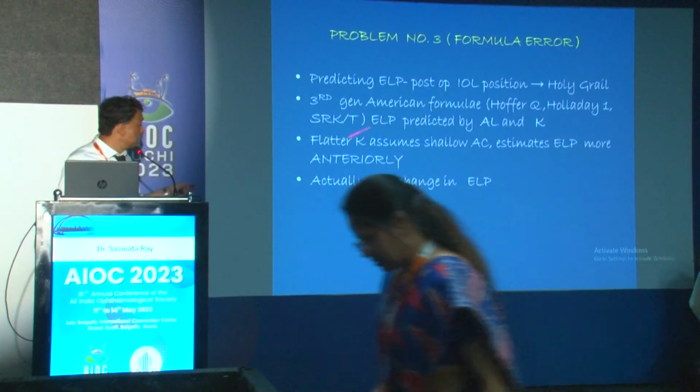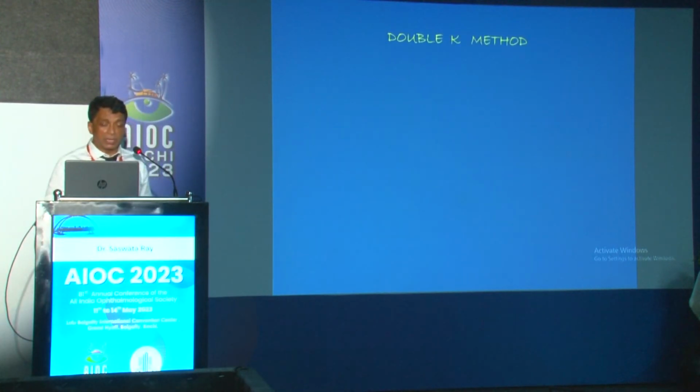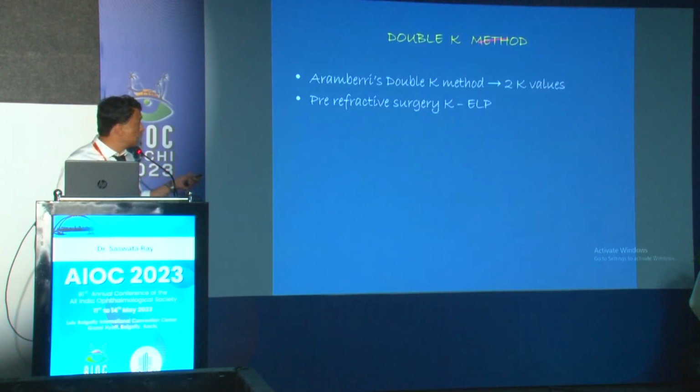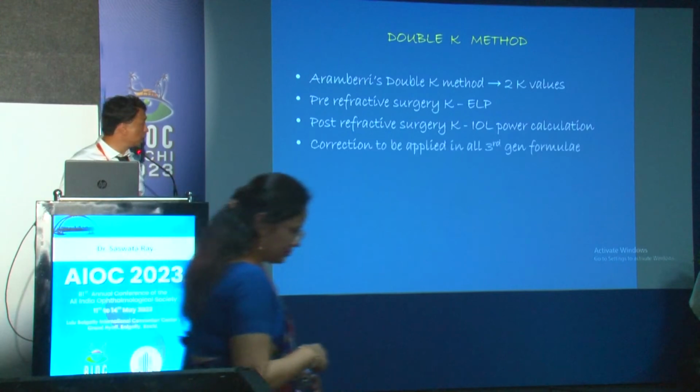It remains the same. So this is another error introduced, and to neutralize this error, we have the double K method of Aramberry, where we use 2 different Ks. The first K is for measuring the ELP, and the second K is for IOL power calculation. All the formulas, as I said, have to include this correction, otherwise we cannot go ahead with the power calculation.